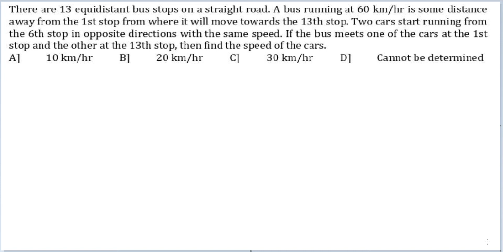Two cars start running from the 6th stop in the opposite directions with the same speed. If the bus meets one of the cars at the first stop and the other at the 13th stop, then find the speed of the cars.